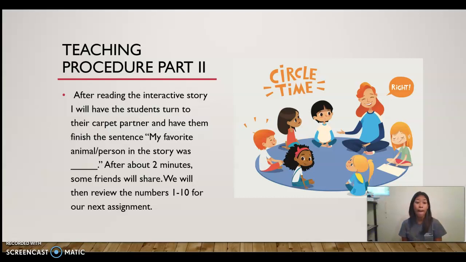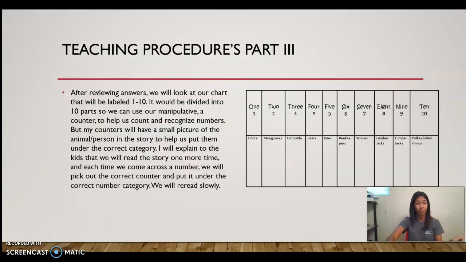For part 2, we will read the interactive story and I'll have them turn to their carpet partners and talk about who their favorite person or animal in the story was. After about 2 minutes, we will share and then we will review the numbers 1 through 10 for our next assignment. I plan on having them not in regular order, but in a scattered order, to make sure that everybody knows how to recognize their numbers. We could play a little game with the numbers on the bulletin board or on the chalkboard.